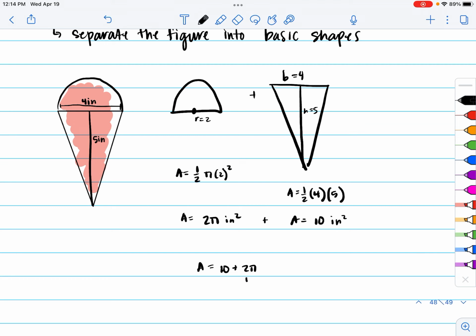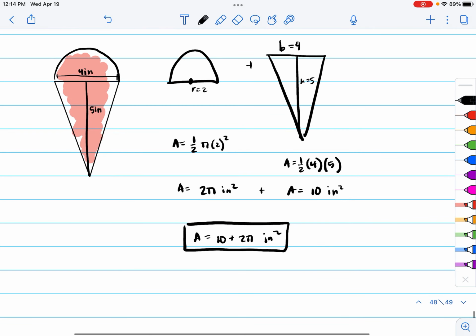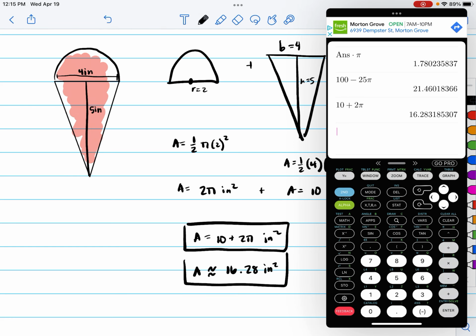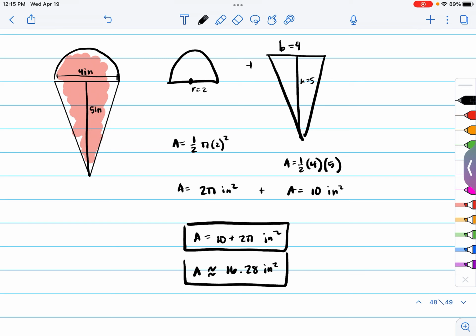You cannot add these together because pi is its own term, or it's like a variable. You can't combine terms that are not the same, or that are not like. So we leave it as 10 plus 2 pi inches squared for the exact answer. If we want the decimal answer, we just plug this into our calculator, 10 plus 2 pi, and we should get area is approximately equal to 16.28 inches squared. Okay, so that's an example of a composite figure.